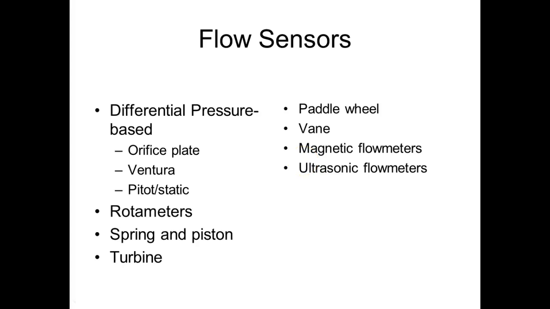So flow sensors are based on differential pressure. We're going to look at an orifice plate, venturi, and a pitot static. Then what we call a rotameter, spring and piston, turbine, paddle wheel, vane, magnetic flow meters, and ultrasonic flow meters.